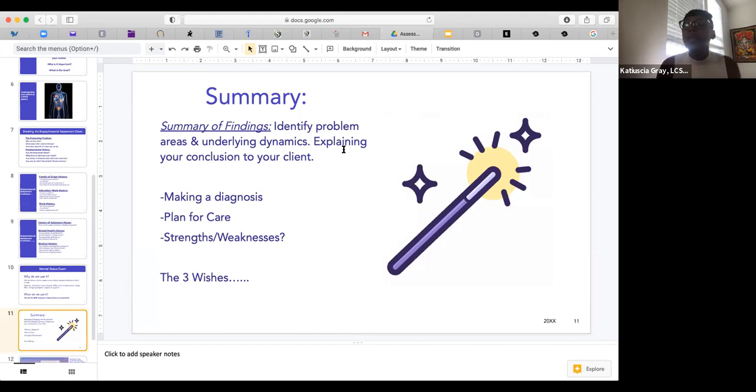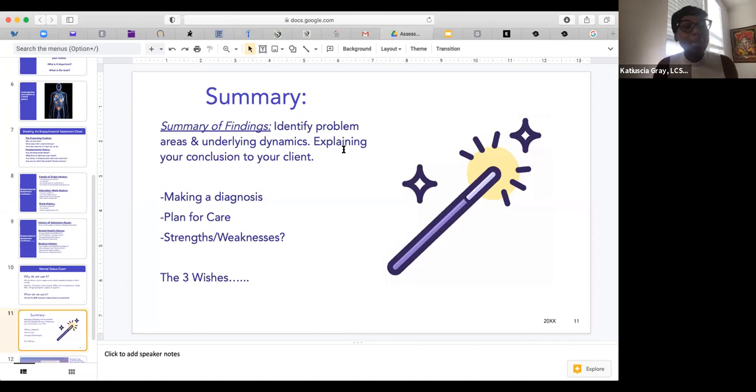If you do not have any experience with bipolar, you shouldn't be seeing people who have bipolar and looking through a book to try to figure it out. Completely inappropriate and unethical. I just wanted to throw that out there. So back to the summary of findings. We want to identify the problem areas and the underlying dynamics, and we want to explain our conclusion to our client. And then based on that, we're making a diagnosis.